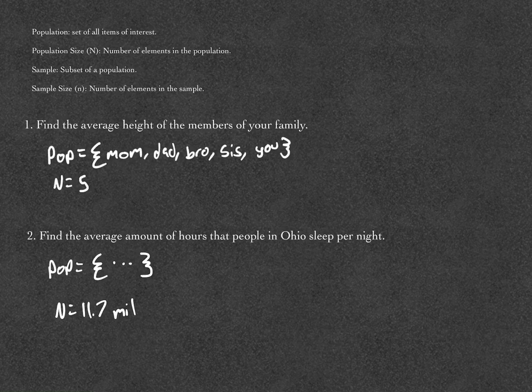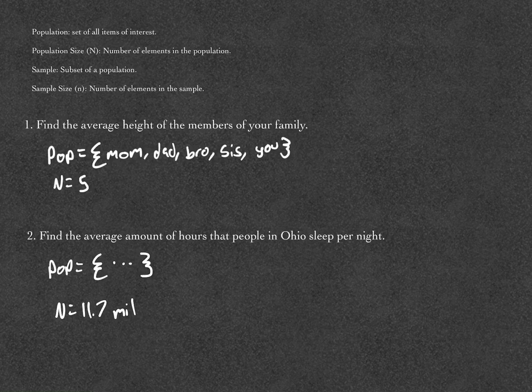If we wanted to actually know the average amount of hours that people in Ohio sleep per night, we would have to survey all 11.7 million people. This would not only cost far too much money, but it would take a great deal of time. Thus, it makes more sense to survey a sample of the population and use that to make estimates about the entire population. Let's come up with some examples of samples for question 1.